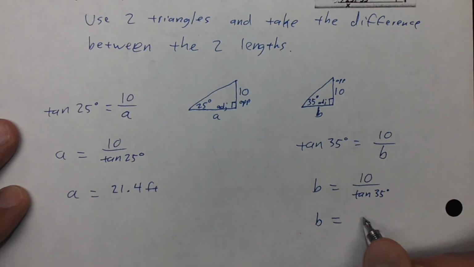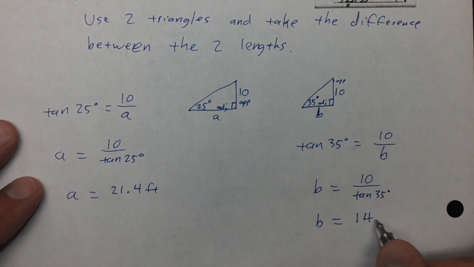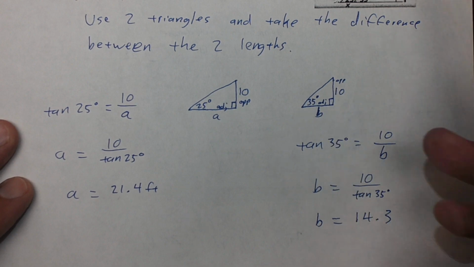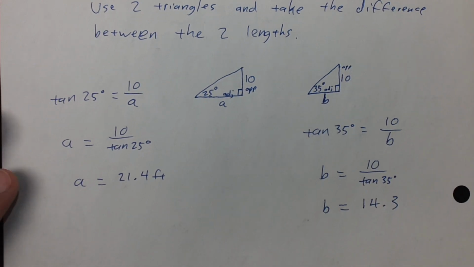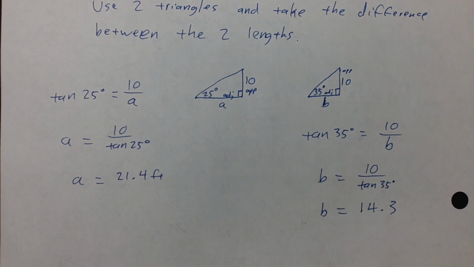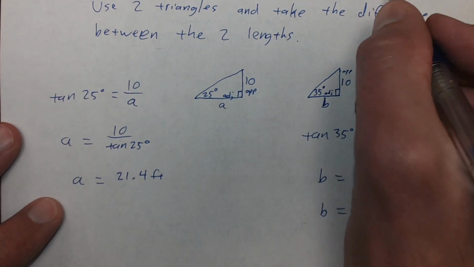And B comes out to being, sorry, I lost my train of thought. B is going to be a shorter distance, as you would expect, because this person was closer, looking up at a steeper angle. So B was only 14.3 feet. So you have to realize what's the distance.